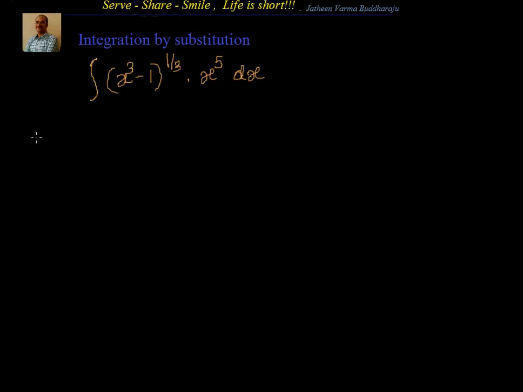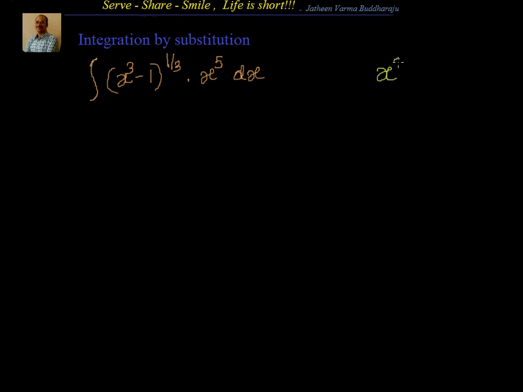Let's do one more problem. Let's look at this function. We have been asked to find the integral of (x cube minus 1) whole to the power of 1 by 3 into x to the power of 5 dx. Now see here, we always have to look at that part of the problem which is very difficult to integrate. I see that (x cube minus 1) whole to the power of 1 by 3 is very difficult to find.